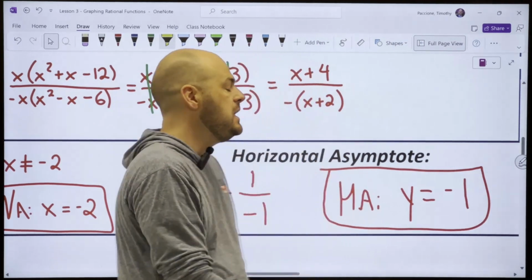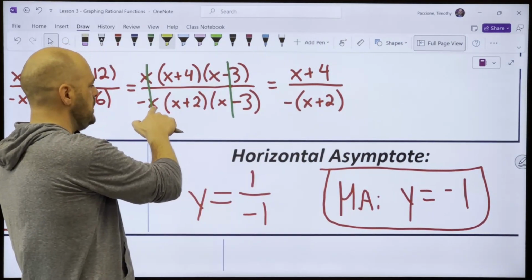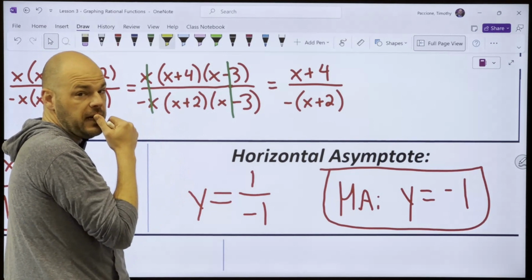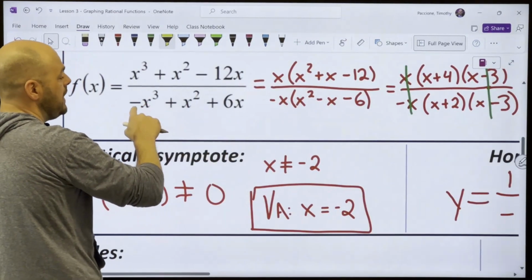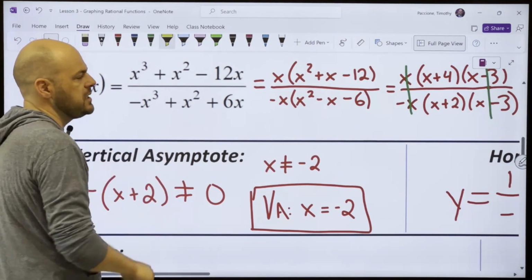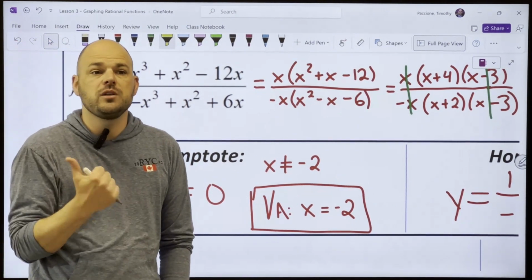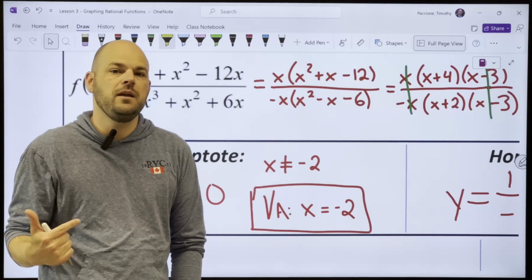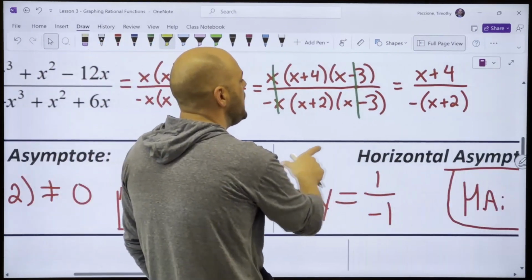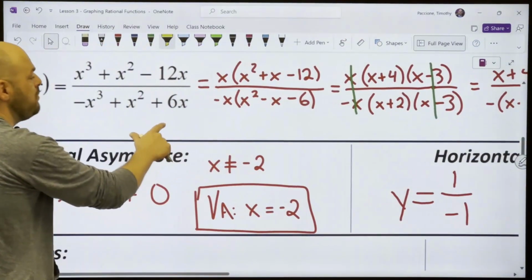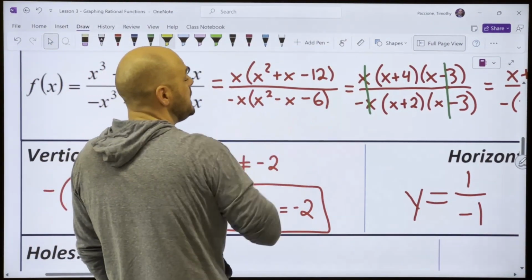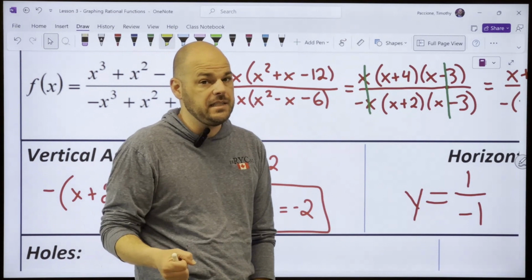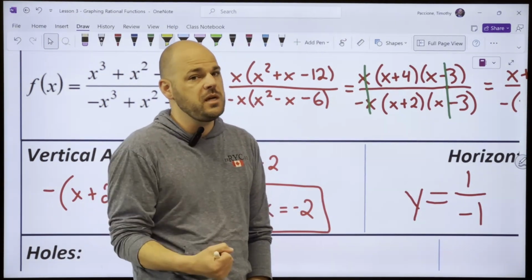So think about it. If x is 0, we'll go back to the original: 0 to the third, minus 0 to the third, plus 0 squared, plus 6 times 0. That would have made the original equation undefined. Yeah, sure, we canceled it out, but this was the problem we were given, so we still have to account for it, even though we canceled it out. It's going to behave differently because it cancels out. It's not an asymptote, it just becomes a hole.